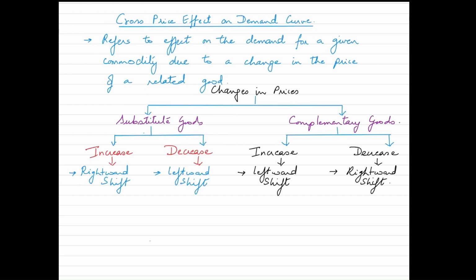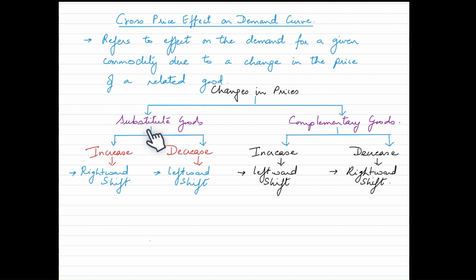So this is the cross price effect. First of all, let's see what a cross price effect is in the first place. It refers to the effect on the demand for a given commodity due to a change in the price of a related commodity. The main consideration here is the change in prices.